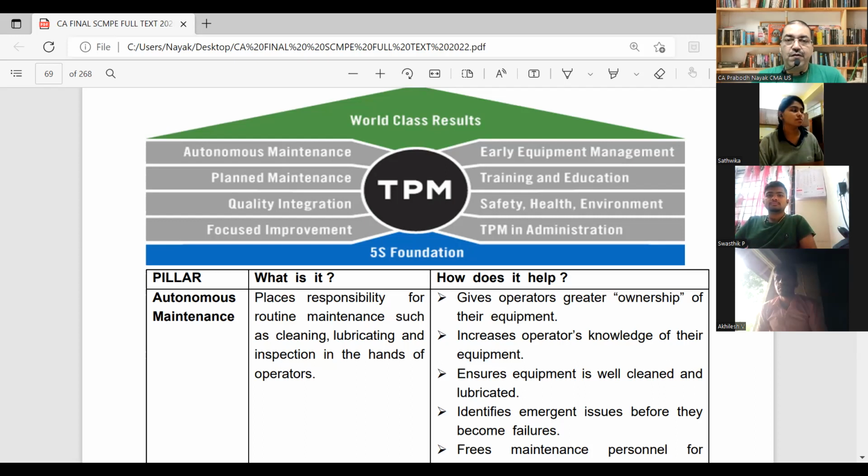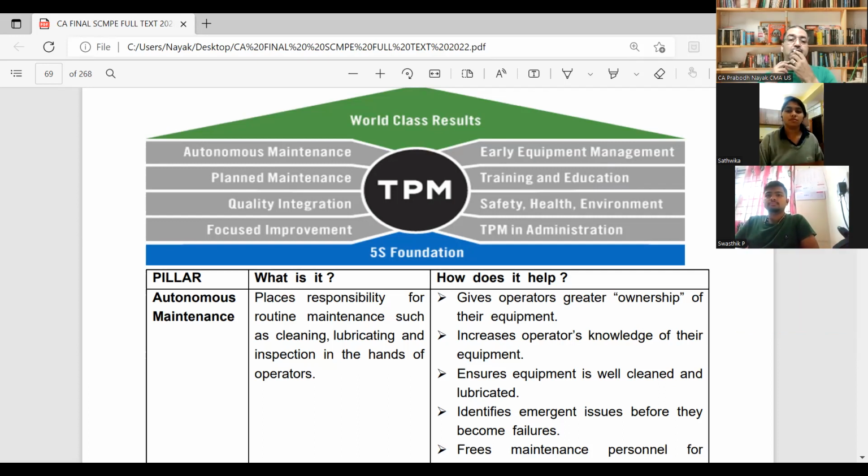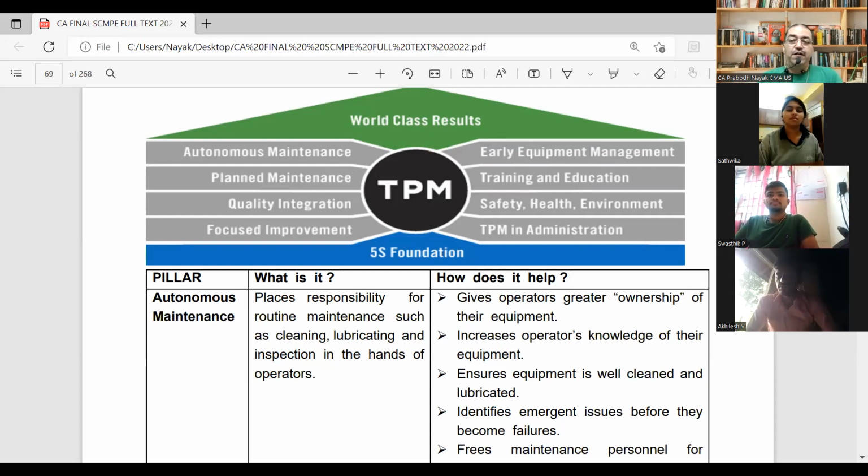So the first pillar, let us take one at a time separately. Autonomous maintenance. What does it mean? Autonomous means you are given the liberty of doing the maintenance yourself, whoever is the machine operator. The machine operator has the responsibility of maintaining the machine in good condition. So the company will not take the responsibility. The production manager is not going to take the responsibility. The machine operator himself has been given the responsibility that whenever he feels the machine needs to be maintained, he has to maintain it. He has to call for the necessary requirements.